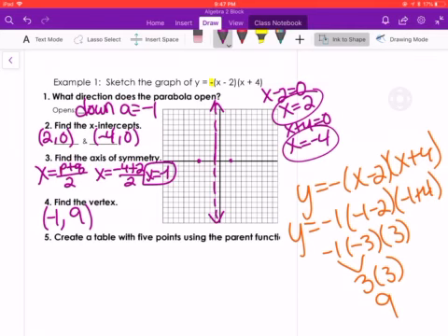So I'm going to zoom back in to graph that. So I have my work over here from where I found my vertex.